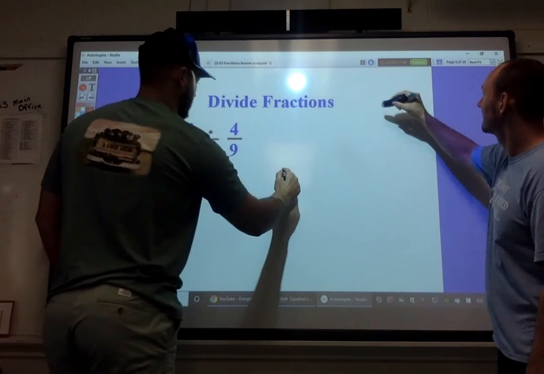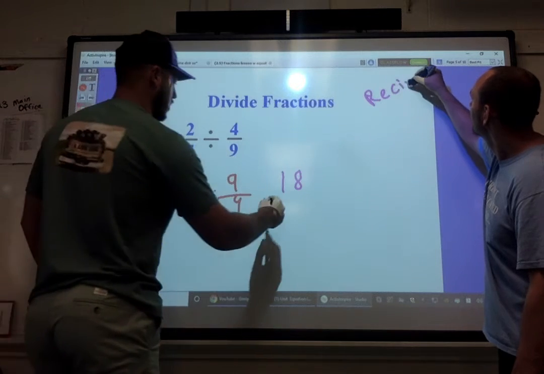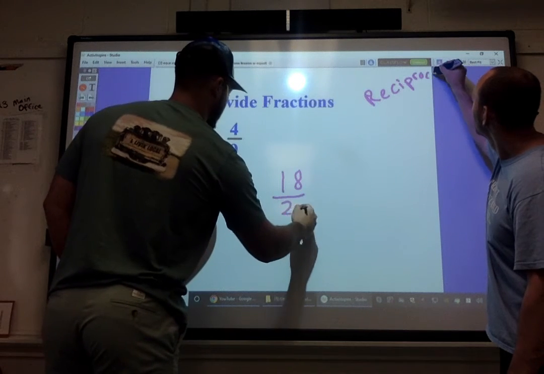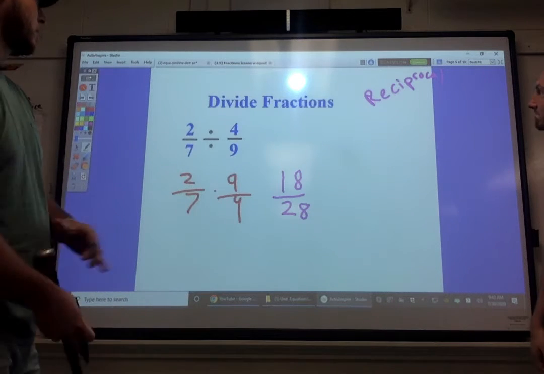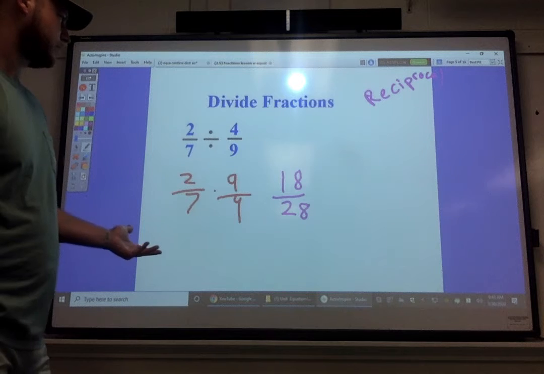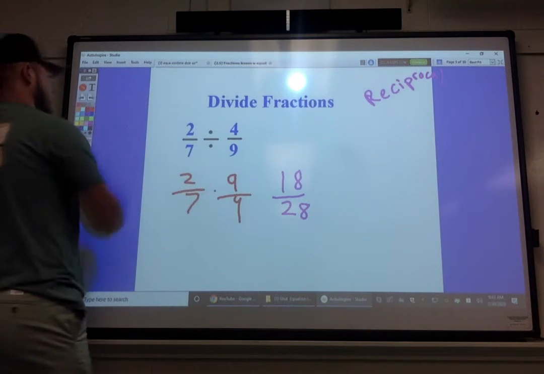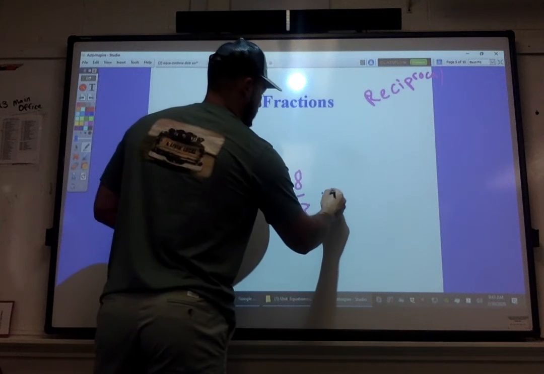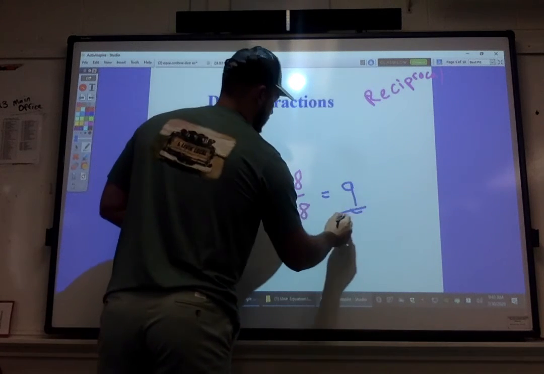So all I did was flip one of my numbers here. I flipped it. Now I'm going to multiply straight across. 2 times 9 is 18. And 7 times 4 is 28. Reciprocal. Now, we can reduce this, right? Let's just go ahead and divide both the numbers by 2. See what happens. 18 divided by 2 is 9. 28 divided by 2 is 14.